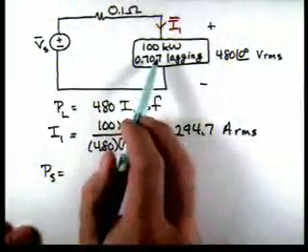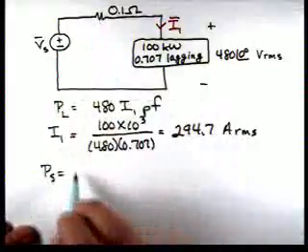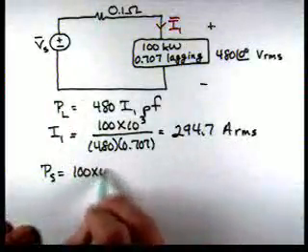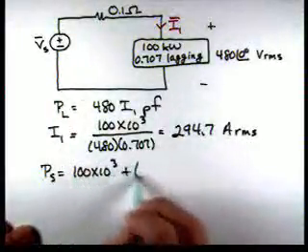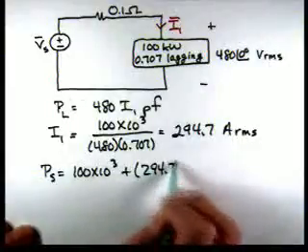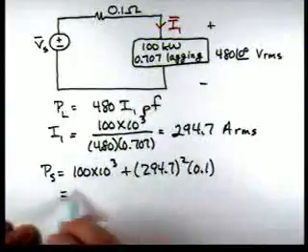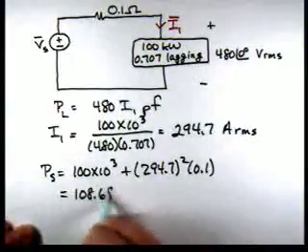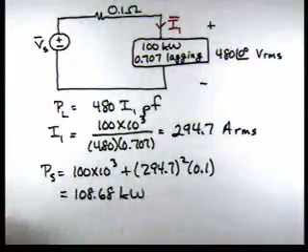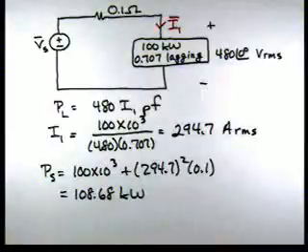So the power for the source is the load power plus the power loss in this line. So the load power is 100 kilowatts plus 294.7 squared times 0.1, and that's 108.68 kilowatts.